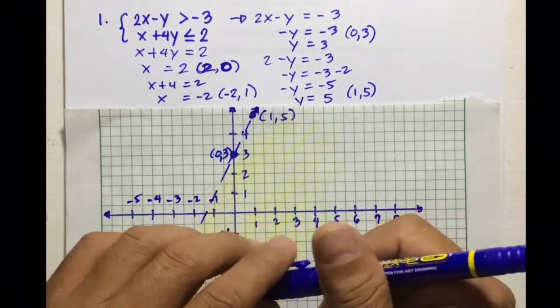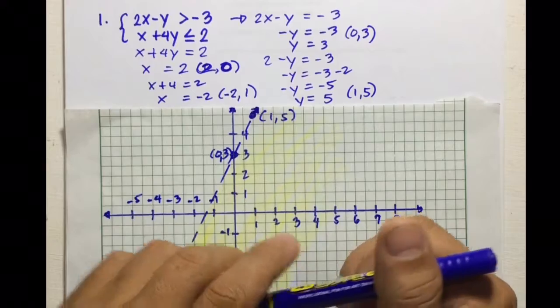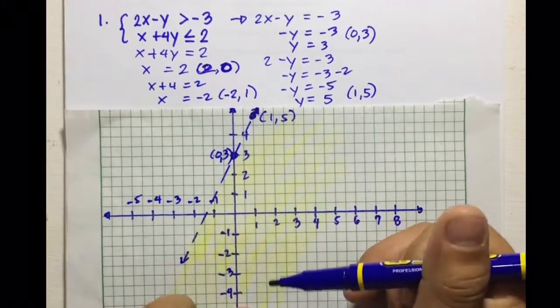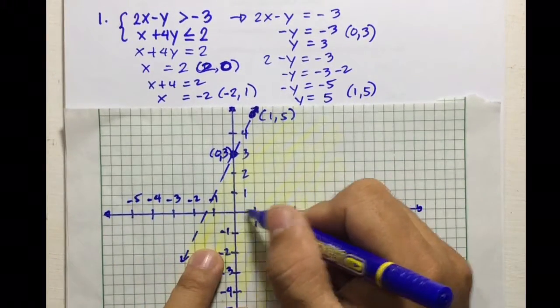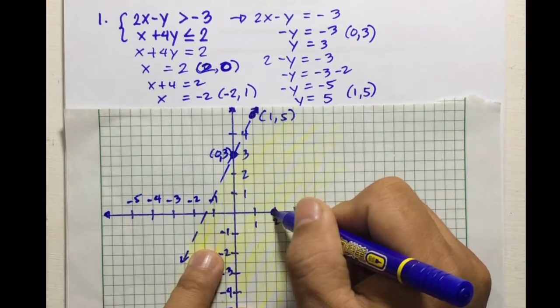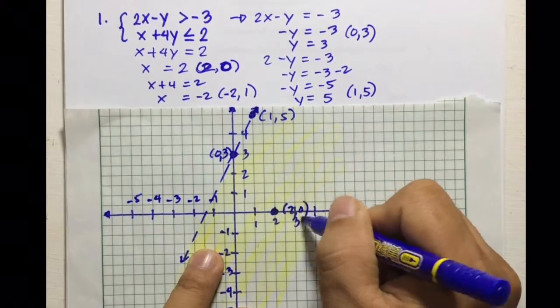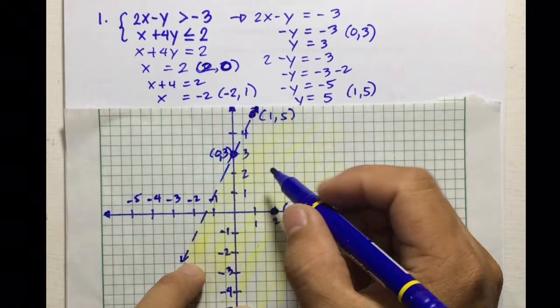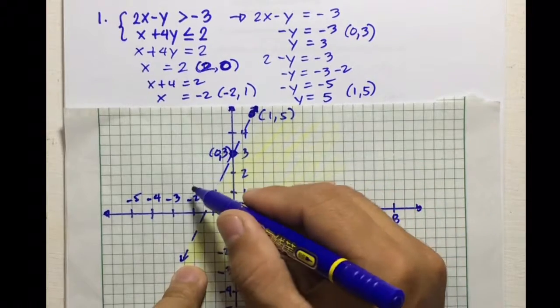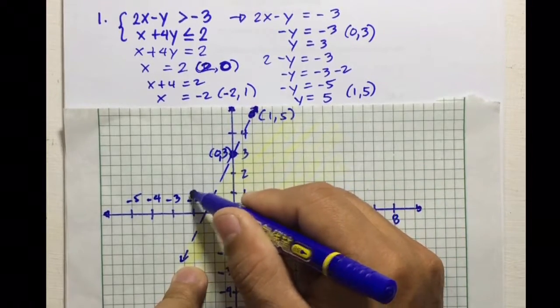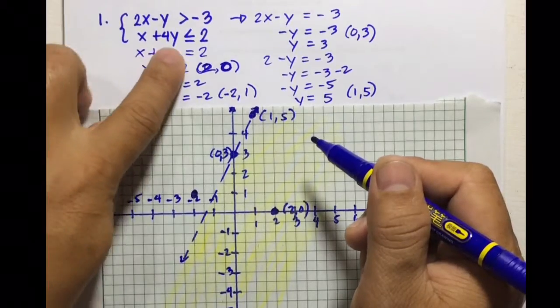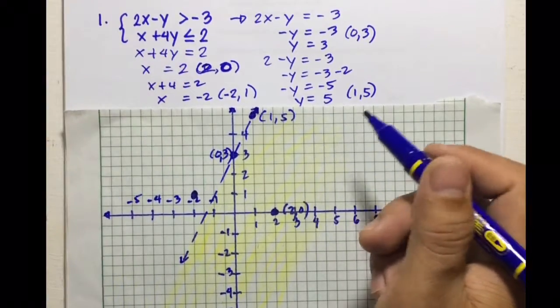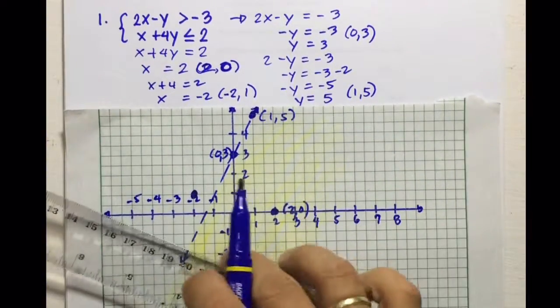Then next, we're going to plot the points for the second inequality. The first point here is (2, 0), and the second point is (-2, 1). Then this is a less than or equal to sign, so we're going to have a solid line.